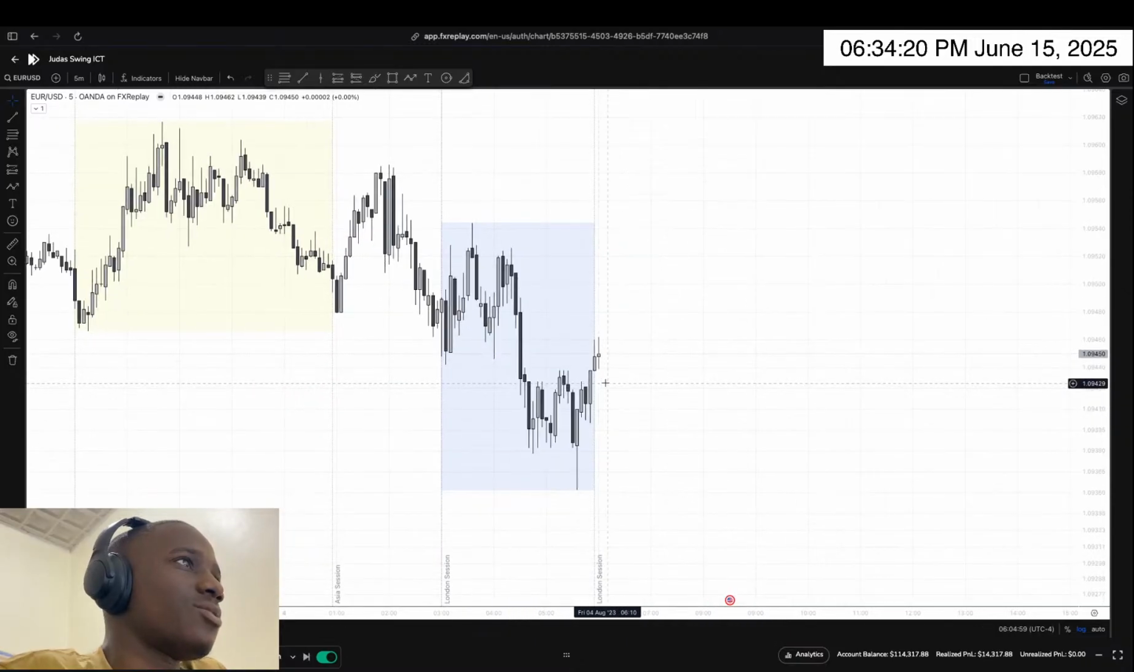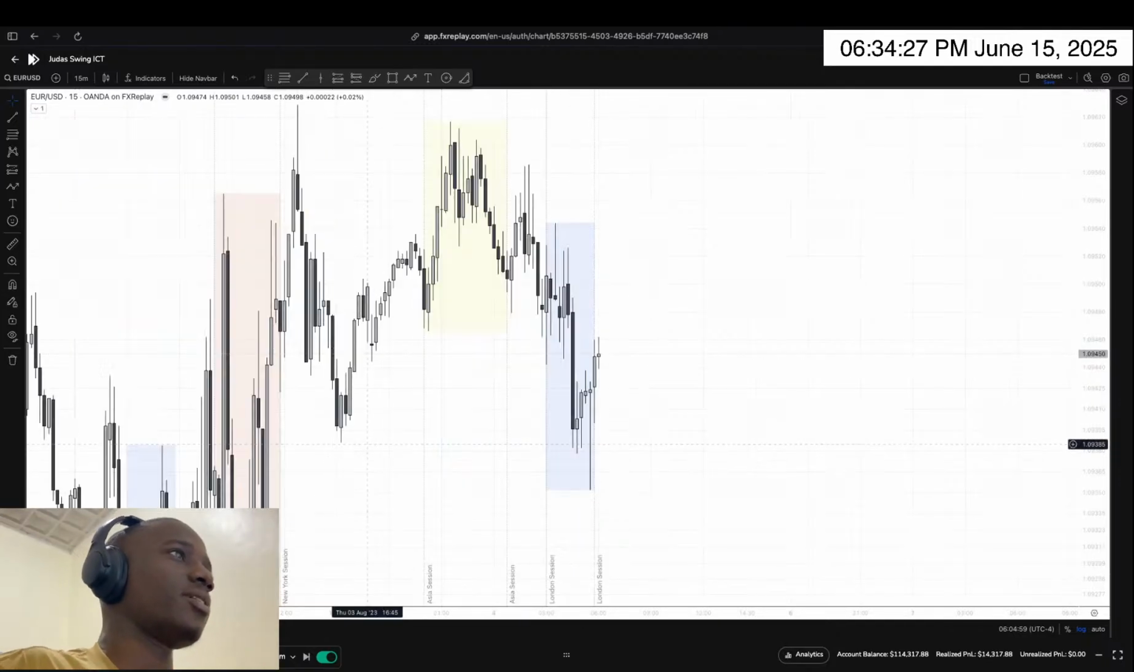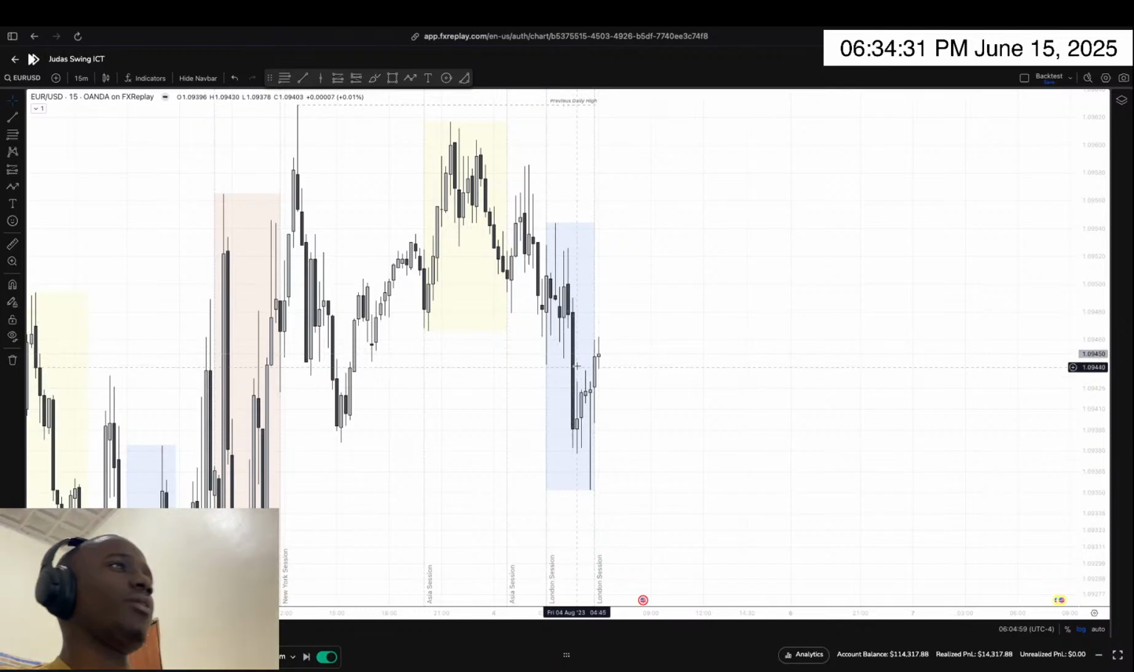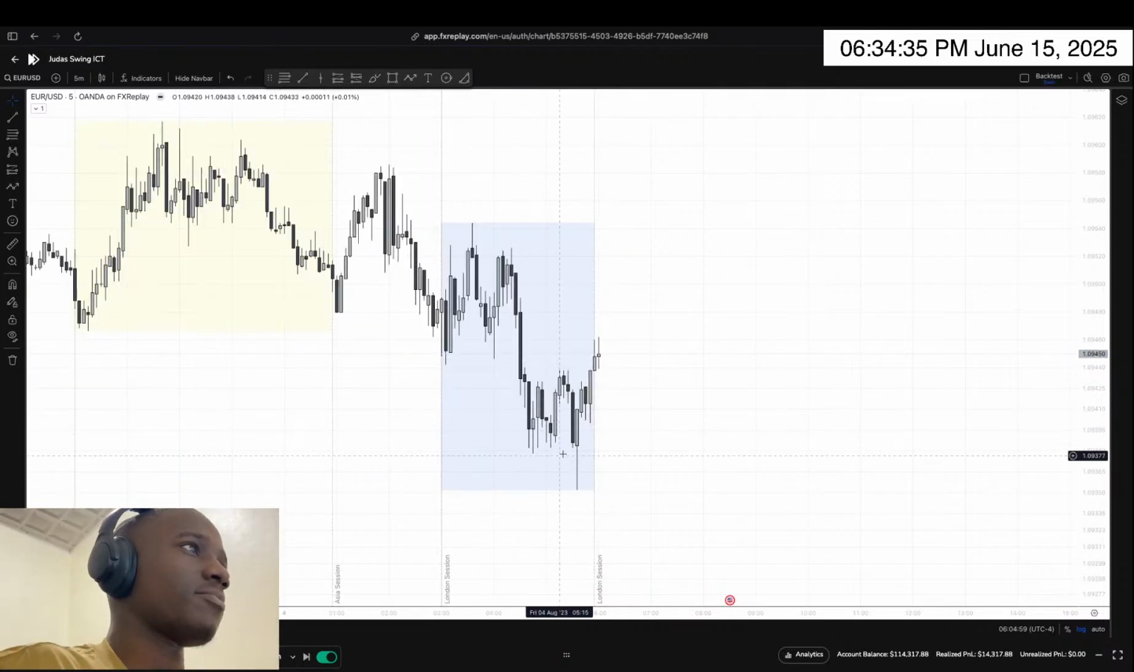Nice. And as New York ends, I think you might see something here. We have a low it created, it took it out. The 15 minute, you can see it like this. But consider that we are also in a fair value gap. But on the 5 minute, you can see something like this. We have a fair value gap inside here.